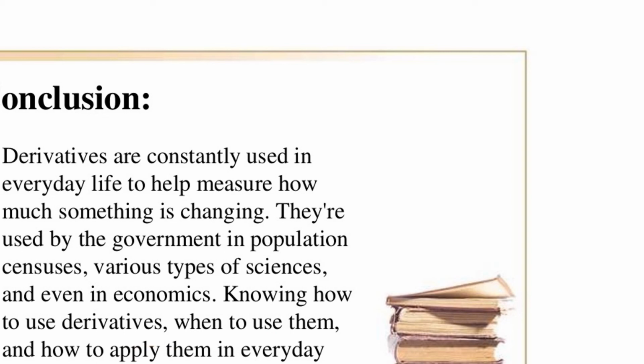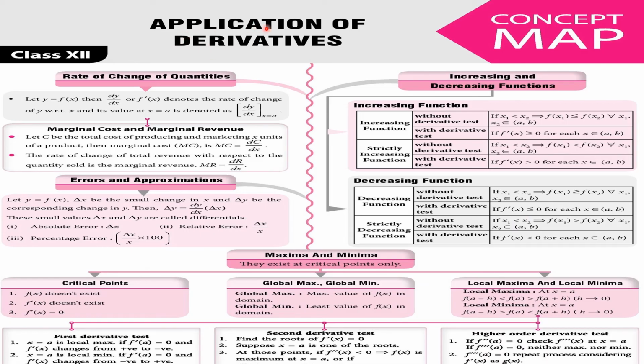Okay, my children, right. Now come to this chapter, application of derivatives. In this chapter, we are going to study rate of change of quantities, increasing and decreasing functions, errors and approximations, and maximum and minimum. In all these four areas, 1, 2, 3, 4, we use the concept of derivatives. Again, to find the rate of change of quantity, suppose y is equal to f of x, then dy by dx is equal to f dash of x.